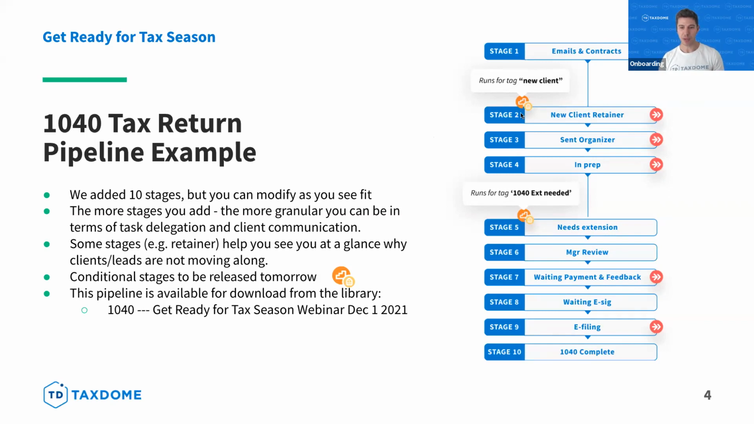Now, you'll notice some of these stages have a little conditional. You see that little orange icon? That's a conditional stage. So that means that unless a client has a specific tag, they're just going to skip that stage completely and go to the next stage. So this will be really helpful for you to kind of set up your process. And again, this is available to download from your library.